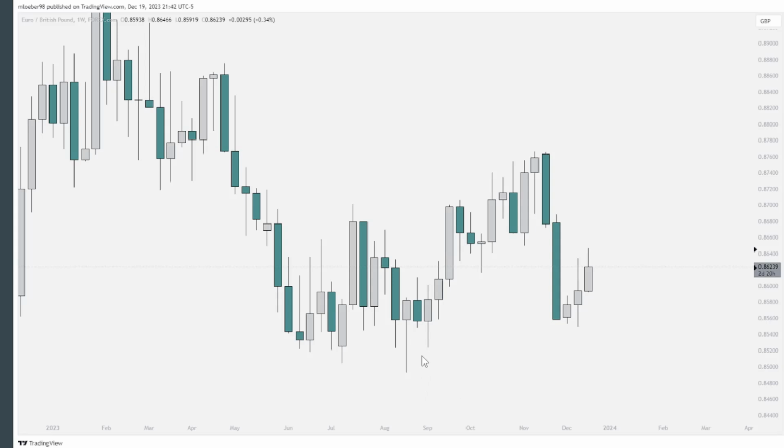So here we have a naked chart on the euro pound for the weekly. And I want you guys to look at this and reference my previous videos for internal and external range liquidity pools, as well as understanding premium and discount.